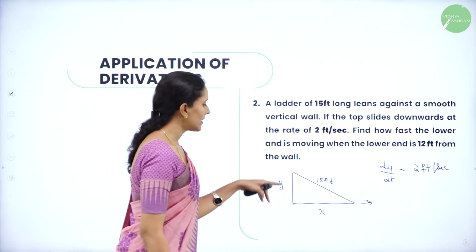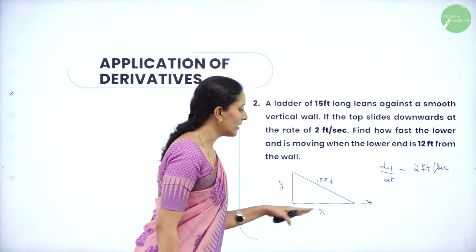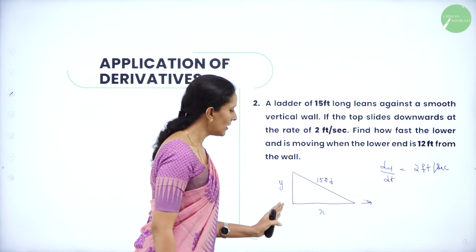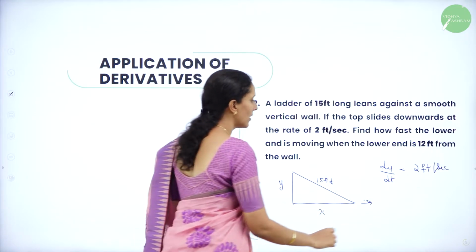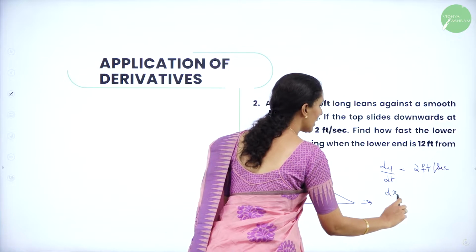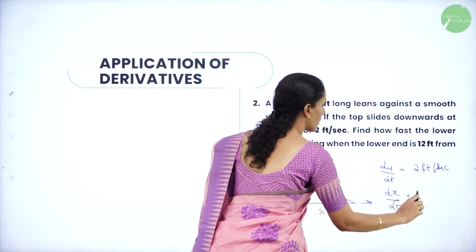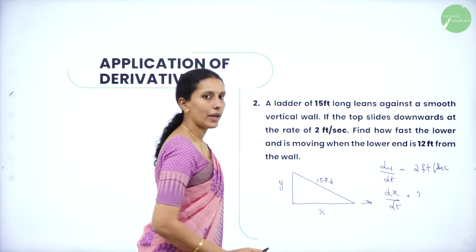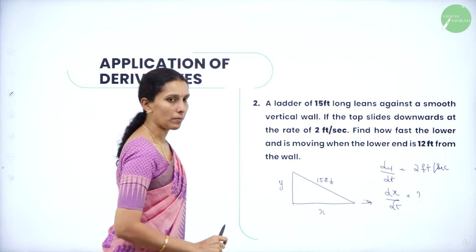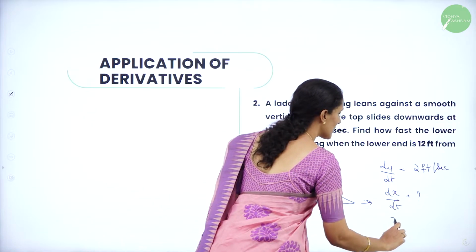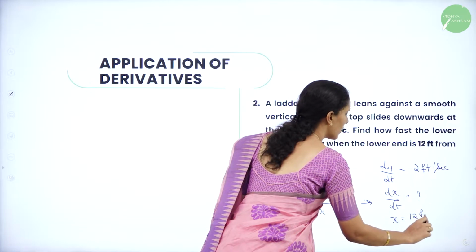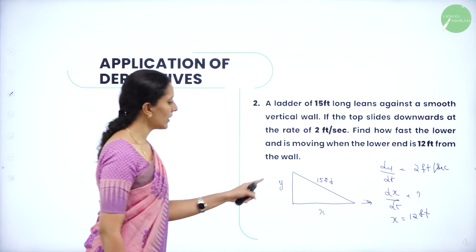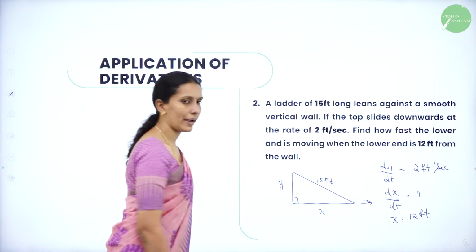Now, when it is decreasing, this ladder is increasing the distance from the wall. That is, we have to calculate dx by dt when the lower end is 12 feet from the wall. So, when x is equal to 12 feet from the wall. Now, here clearly we get a right angle triangle.